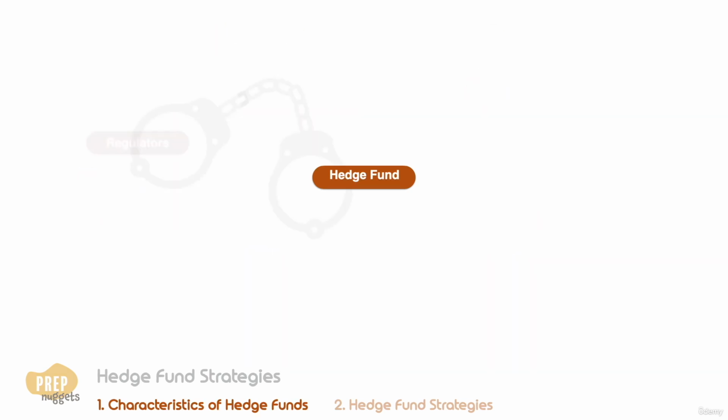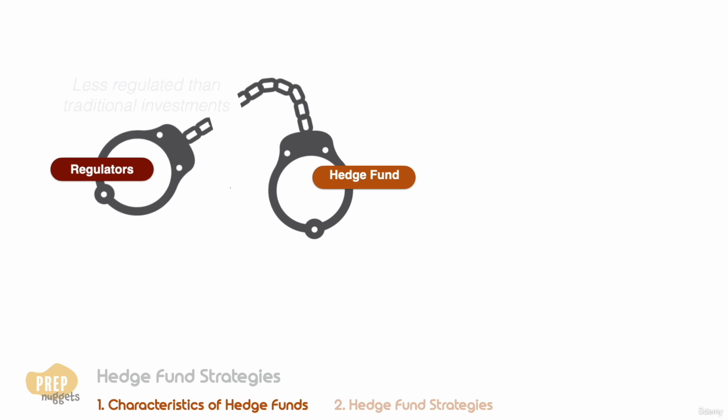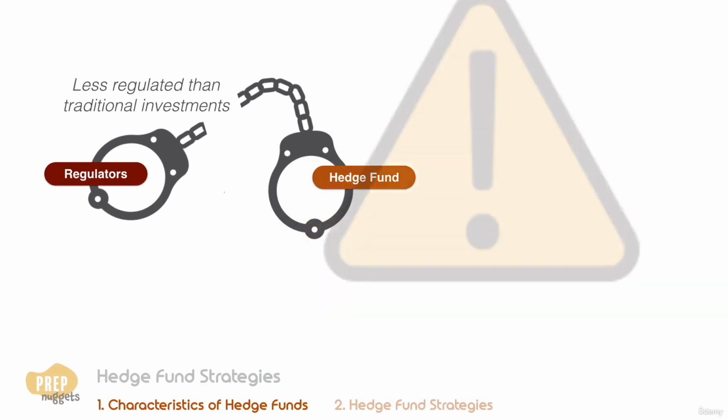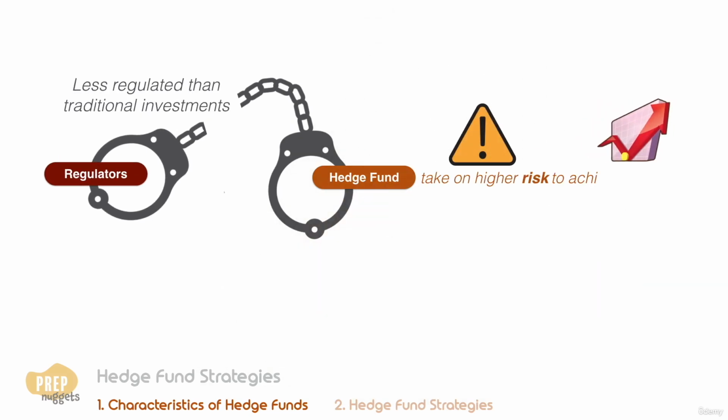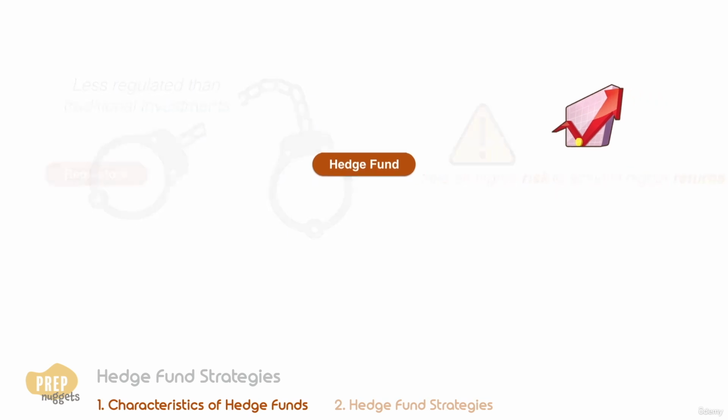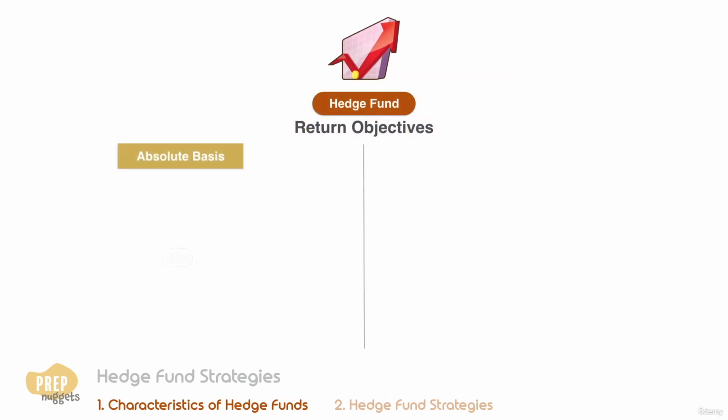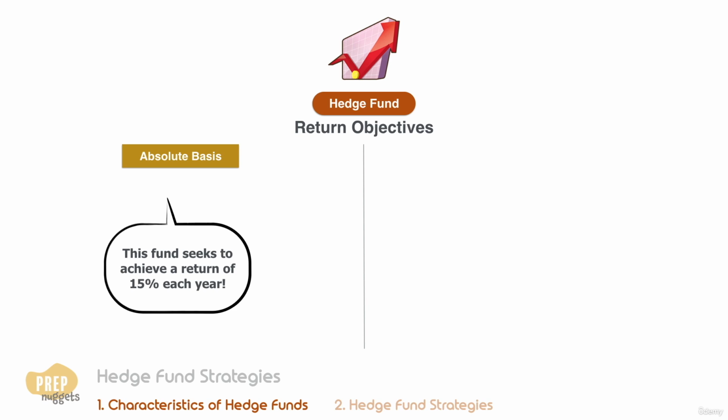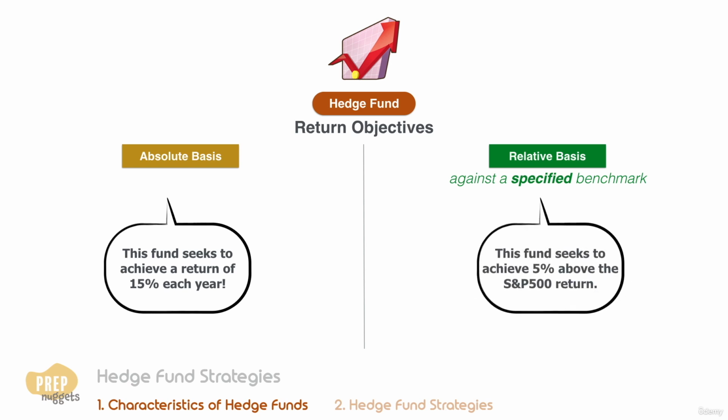Secondly, as most hedge funds are less regulated than traditional investments, they tend to take on higher risks in the pursuit of generating high returns. Hedge fund return objectives can be stated on an absolute basis, for example 15% per annum, or on a relative basis against a specific benchmark. For example, a hedge fund can have an objective of beating the S&P 500 by 5%.